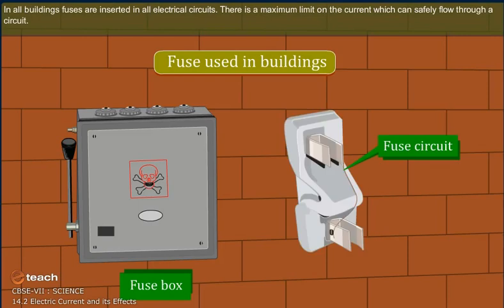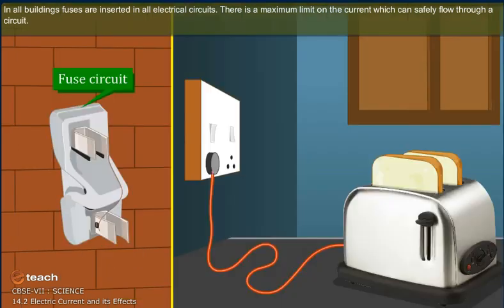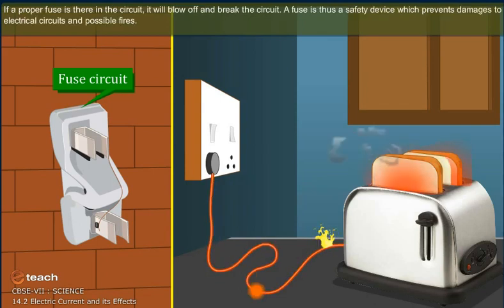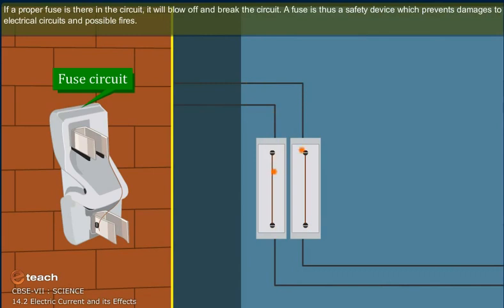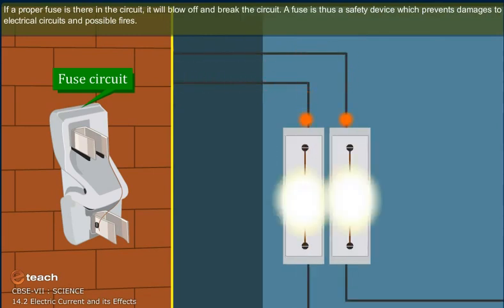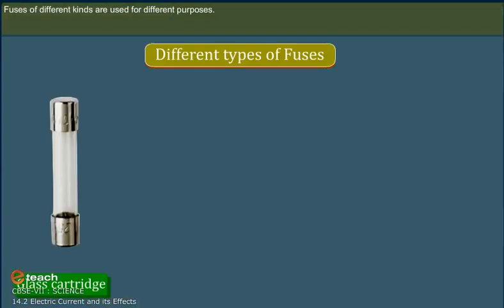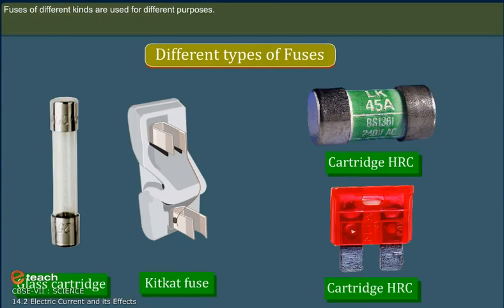There is a maximum limit on the current which can safely flow through a circuit. If by accident the current exceeds this safe limit, the wires may become overheated and may cause fire. If a proper fuse is there in the circuit, it will blow off and break the circuit. A fuse is thus a safety device which prevents damages to electrical circuits and possible fires. Fuses of different kinds are used for different purposes.